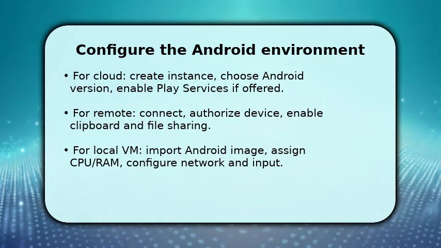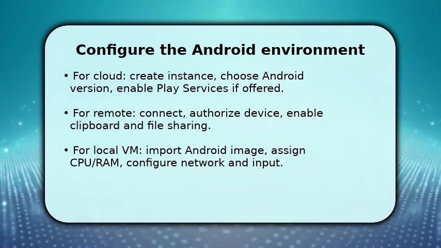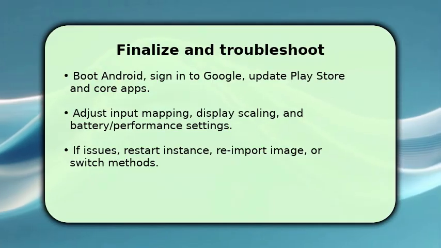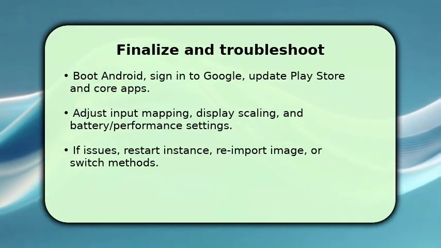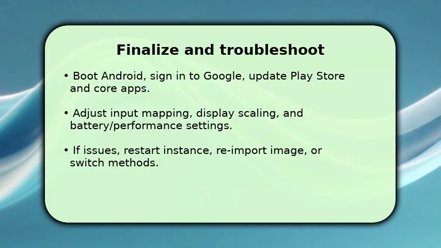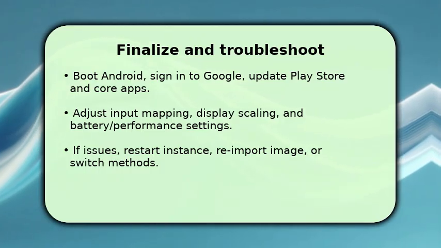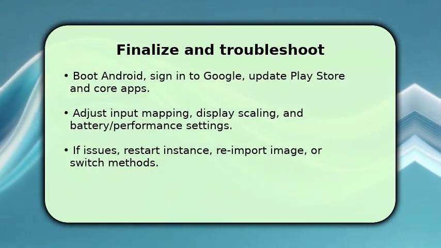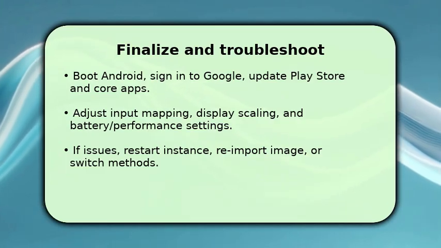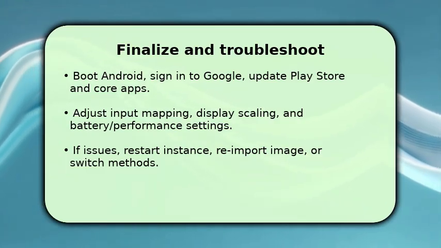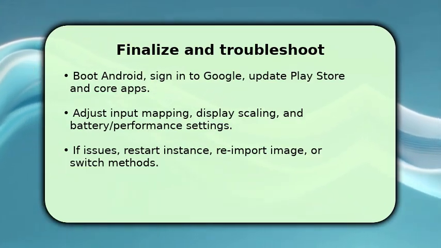You are now at finalization. Boot your Android environment, sign into your Google account, and update Play Store plus essential apps so permissions and services work. Make sure to adjust display scaling and input mapping for touch controls or a paired keyboard. Also set battery and performance preferences to balance heat and speed.